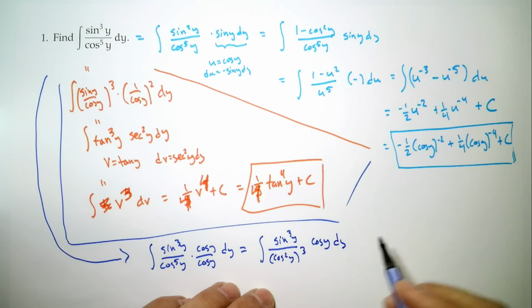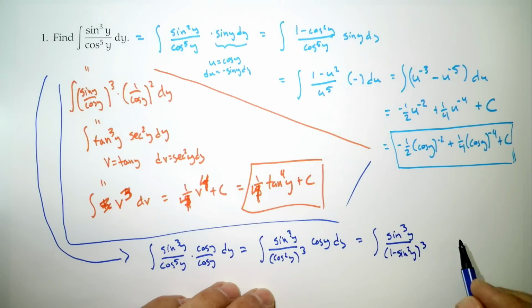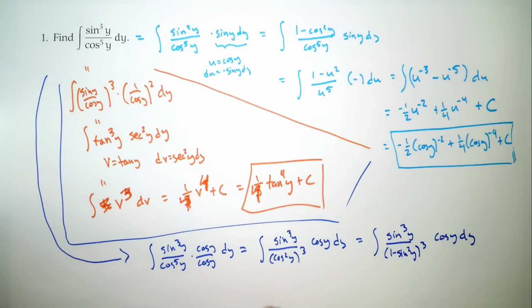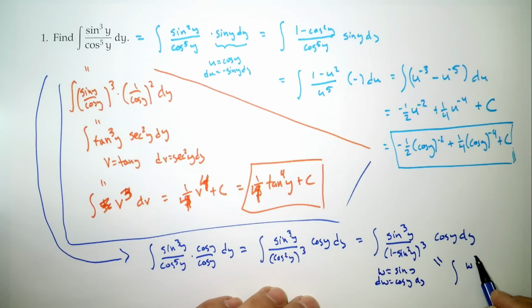dy. Now, previously we said, hey, this is going to become our du term. Well, we can do that again because now we can write everything in terms of sine. Because we have our sine cubed y. Then downstairs, cosine squared is 1 minus sine squared y cubed cosine y dy. So, doing a substitution, w equals sine of y, dw equals cosine y dy, then this would become the integral of w cubed over 1 minus w squared cubed dw.